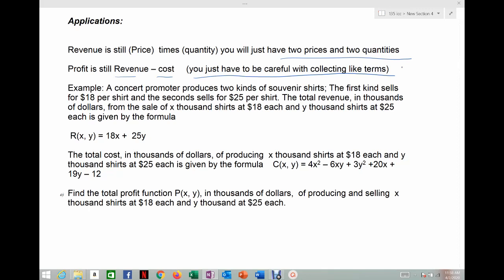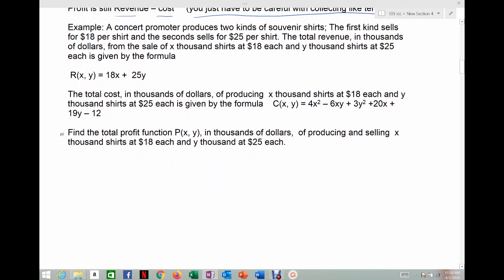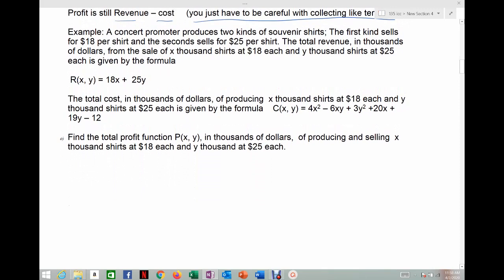X squareds can only be added to x squared. An xy variable can only be added to an xy variable. Alright, so again, there's just a lot of moving parts in these. Alright, so a simple example of profit and revenue.